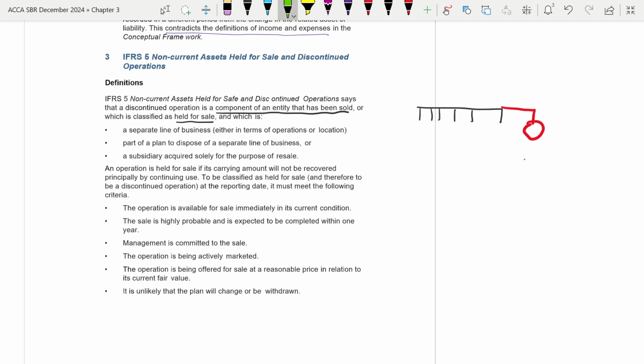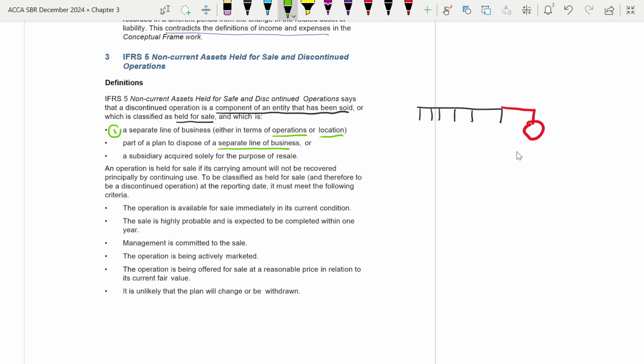Now, what are the conditions? It is a separate line of business, either in terms of operations or in terms of location. You have business in UAE, in Australia, in Asia, in separate countries, and you are winding up the business in one of the locations. That is a separate line. Or it is part of a plan to dispose of a separate line of business, a plan you are making to sell it off.